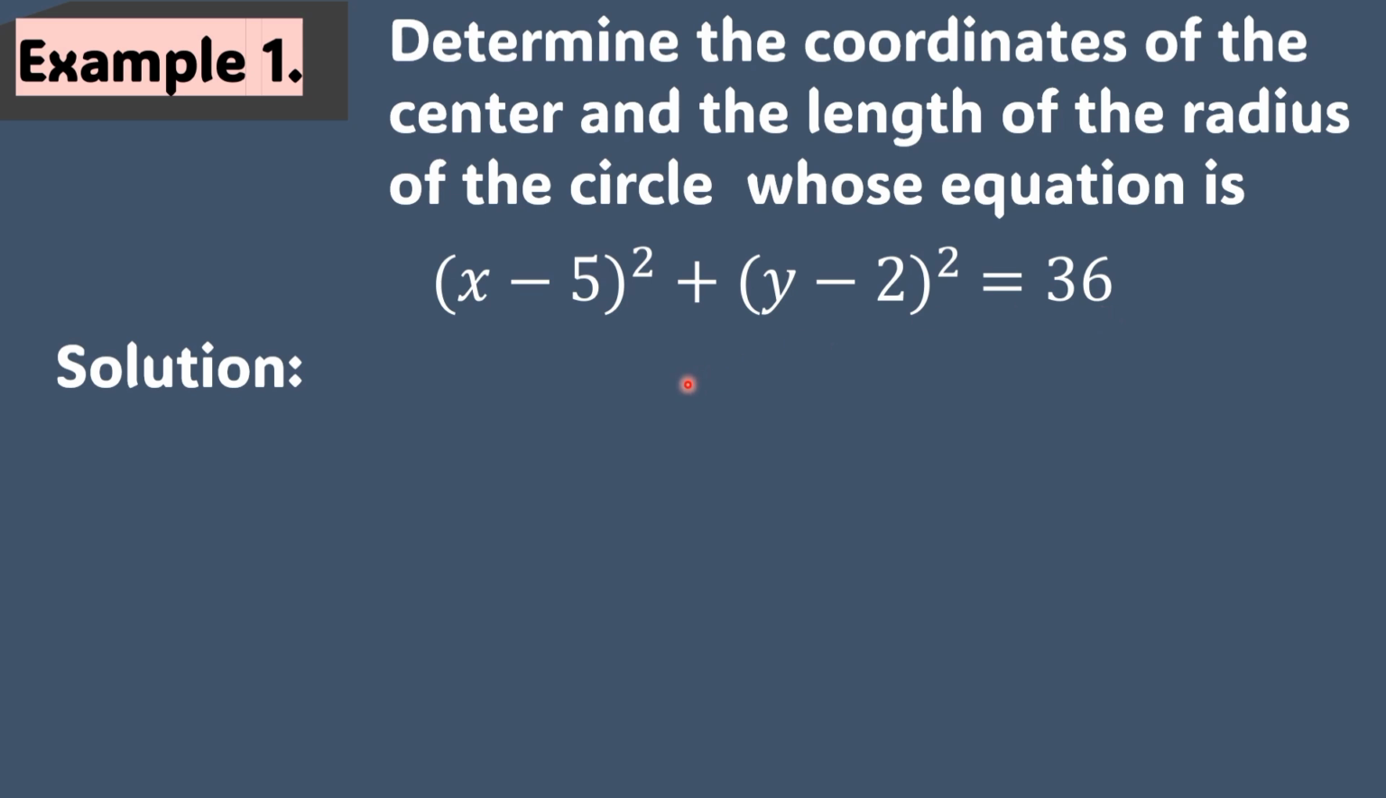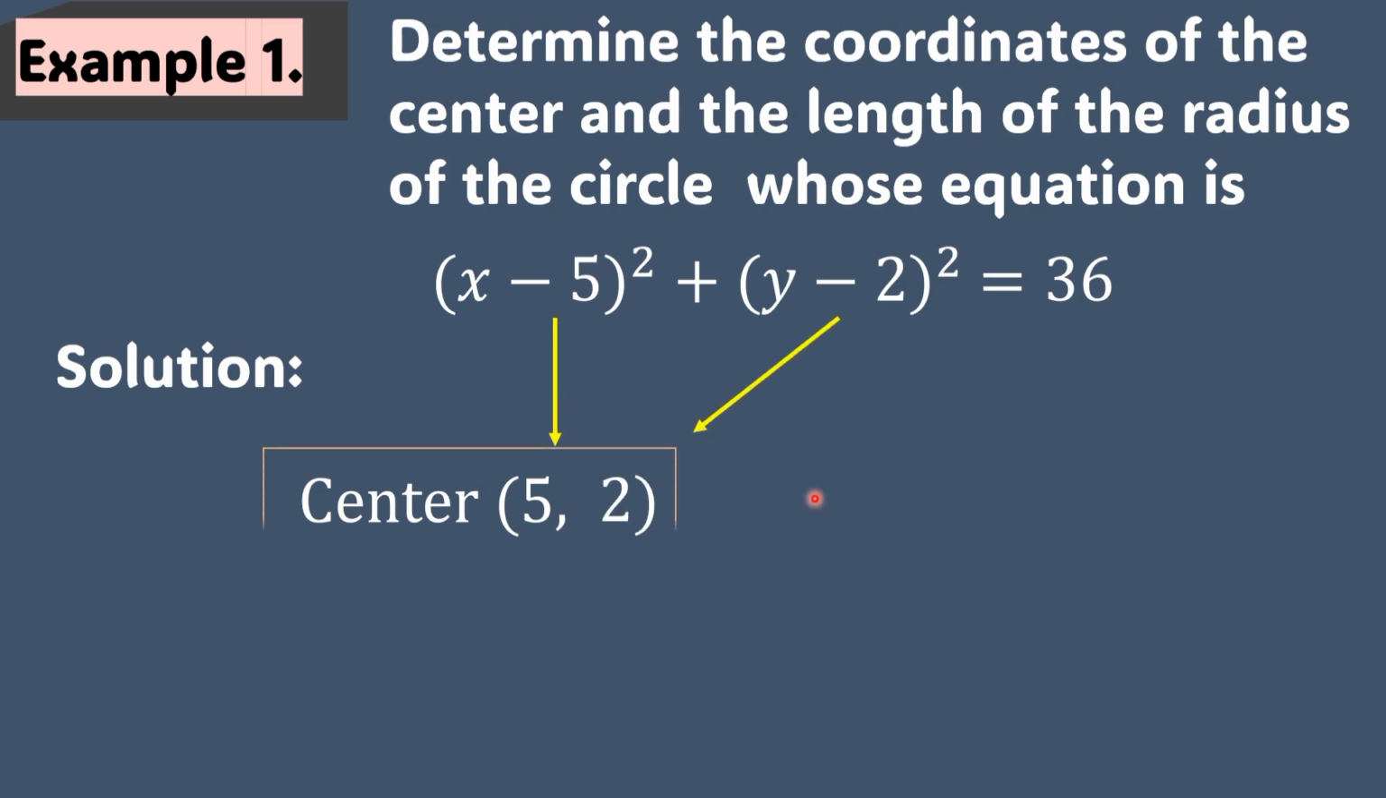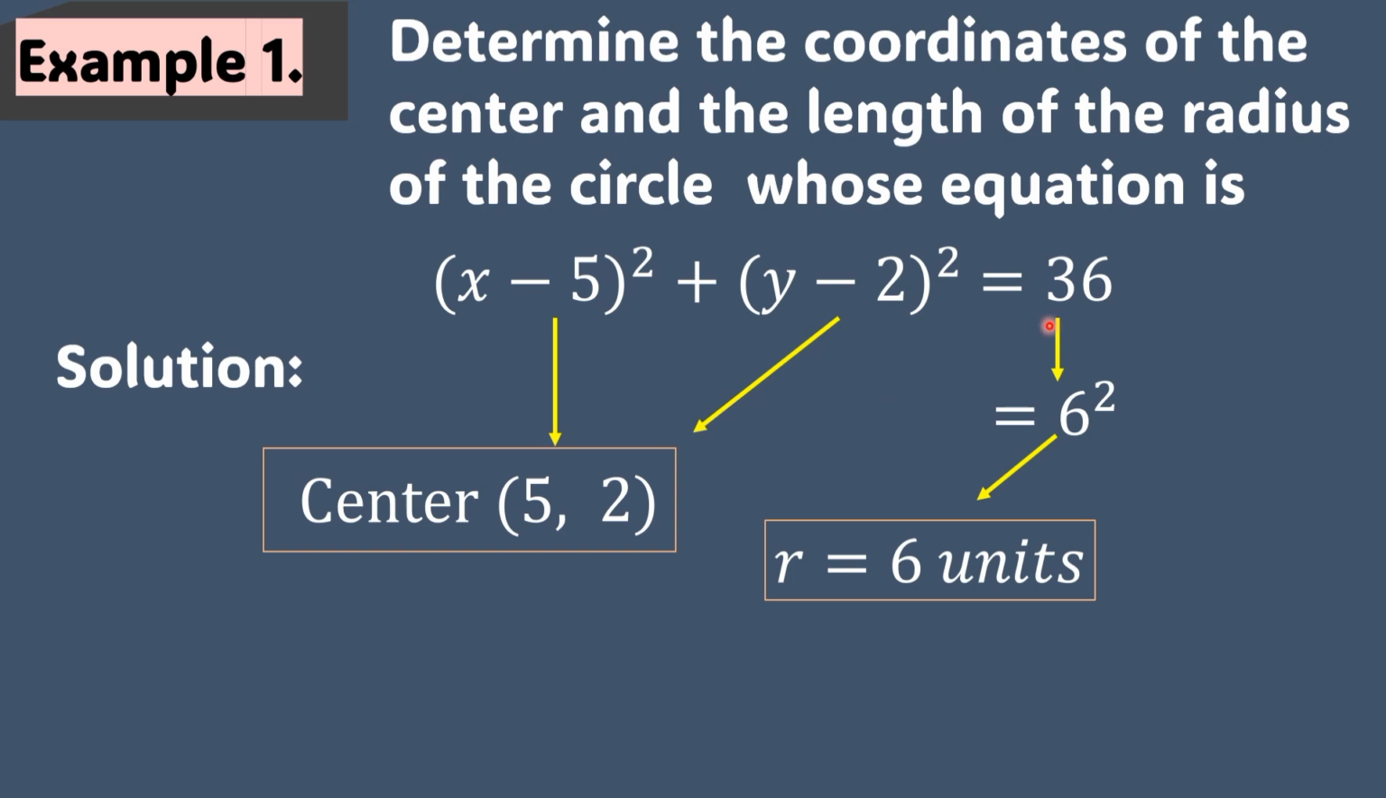By applying the zero product property on the first binomial, x is equal to 5, and to get the k, or the value of the y coordinate of the center, by zero product property, y minus 2 is equal to 0, y is equal to positive 2, and the length of radius is the square root of 36, which is equal to 6 units.